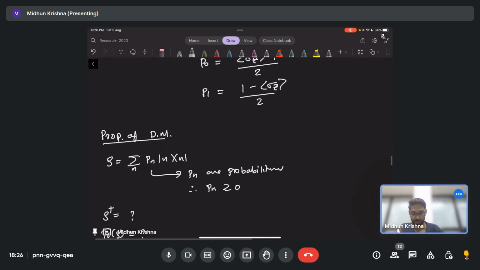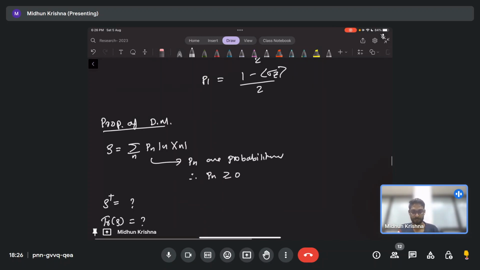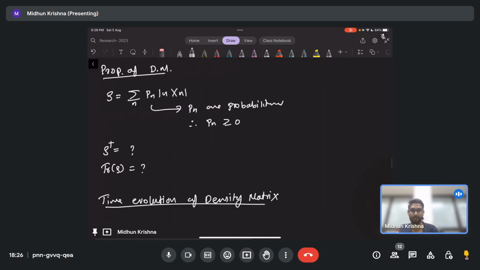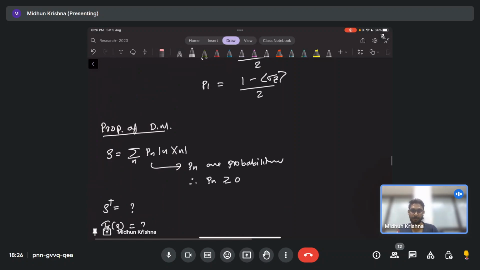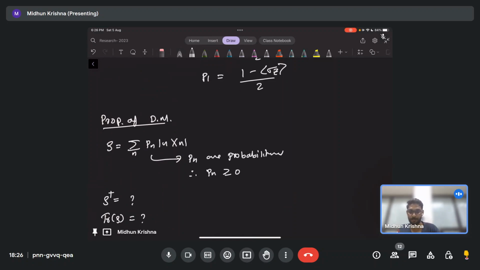Okay. Yeah, I'll briefly describe some properties of the density matrix and time evolution. After this, we're done. Maybe I had some problems prepared, but let's see. Depending on time, we'll figure something out.